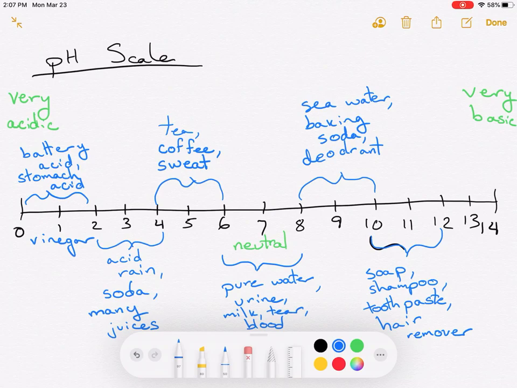I know everyone talks about, oh, things that are acidic. Things that are acidic are scary. But really basic things are actually really scary too. So just keep that in mind.